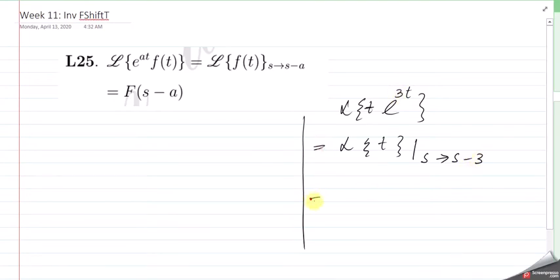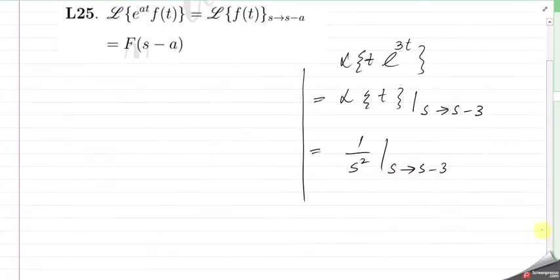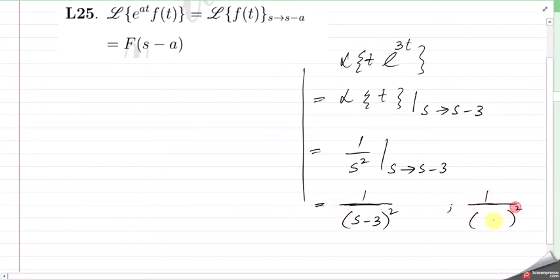Right. And then we write Laplace of t, which is 1 over s square, and then we replace s by s minus 3. Kind of we substitute. So we substitute s equals s minus 3. When we substitute, this is 1 over s square, s minus 3 becomes in the bracket. Now we are going to do the inverse of this.